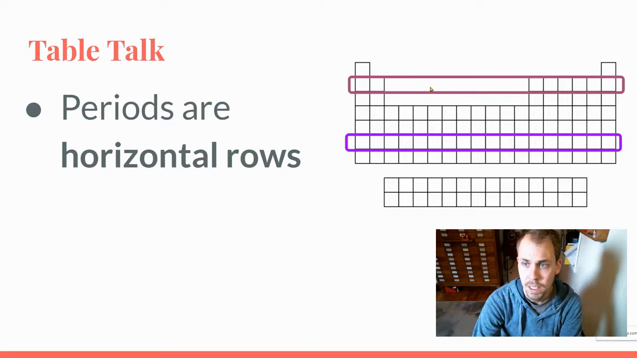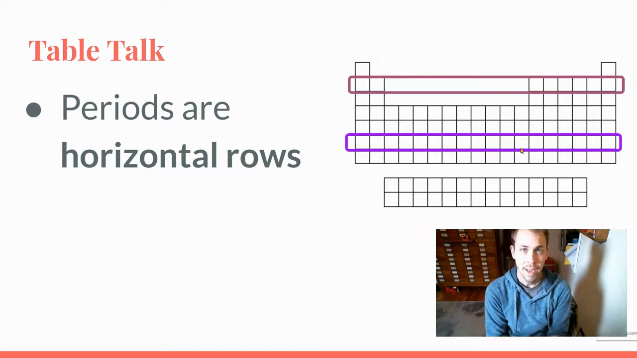It goes 2 elements, a big gap, and then the elements pick back up on the right side of the table. If I were to count all the way down to this row down here, so it's 1, 2, 3, 4, 5, the 6th period, notice that's a full period all the way across. That row continues all the way across the table.